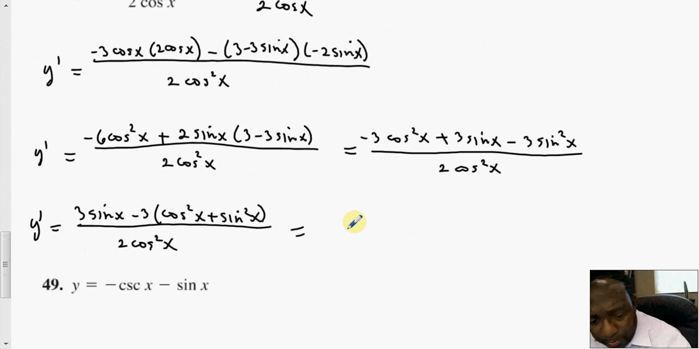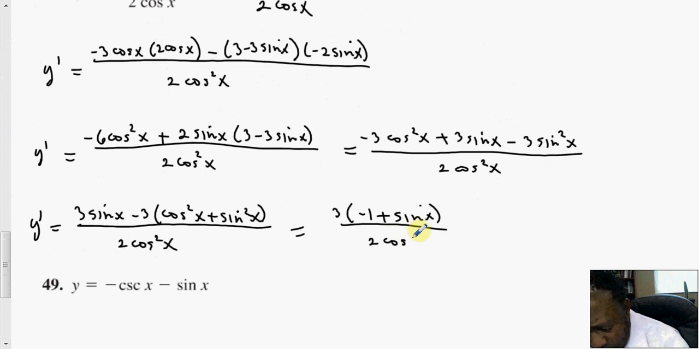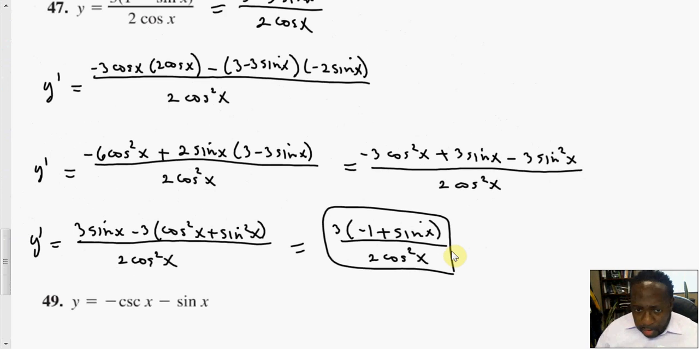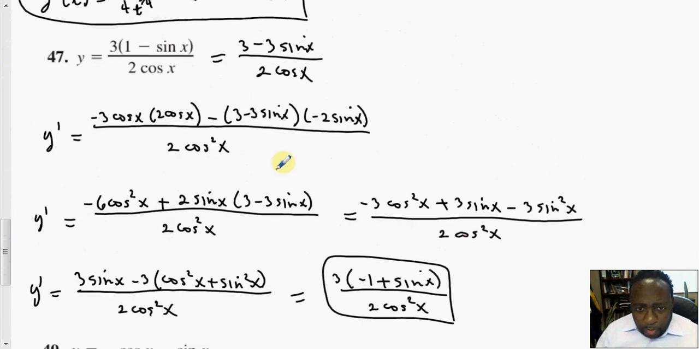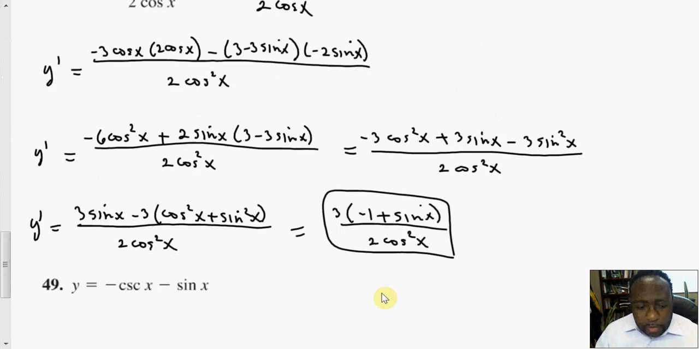It's interesting. It's 3 sine x minus 3, and you can write this as 3 times parentheses negative 1 plus sine x over 2 cosine squared x. I was looking at the result compared to what we started with. Very similar pattern.